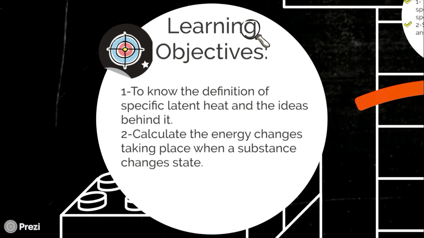The learning objectives are: 1. To know the definition of specific latent heat and the ideas behind it. 2. Calculate the energy changes taking place when a substance changes state.